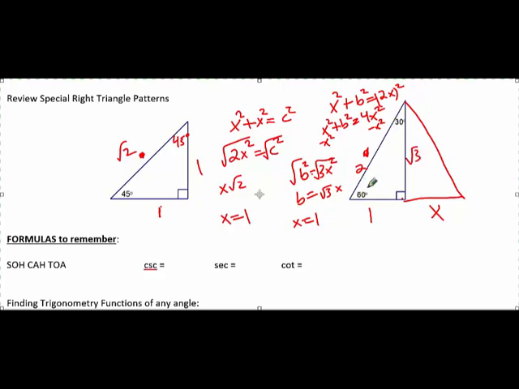So we talk about opposites. So here, the opposite of the 45 is going to be 1. Opposite of the other 45 is also 1. But the opposite of the 90 would be root 2.